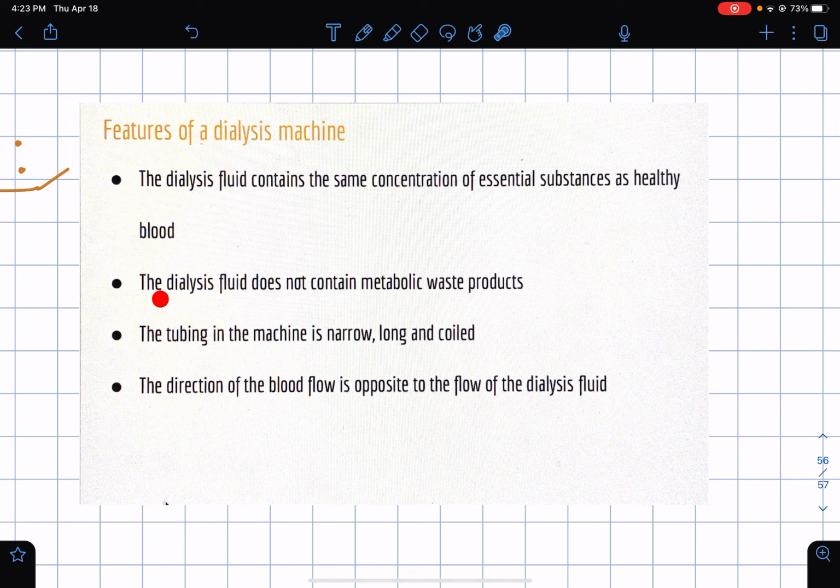Another is dialysis fluid does not contain metabolic waste products. I'm not sure why, but that's how it is. The tubing in the machine is narrow, long, and coiled. And lastly, the direction of blood flow is opposite to the flow of the dialysis fluid.